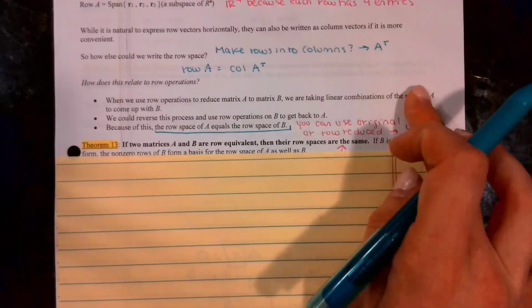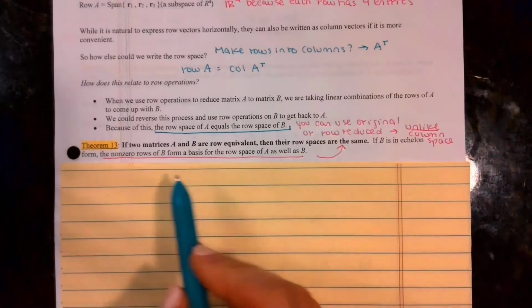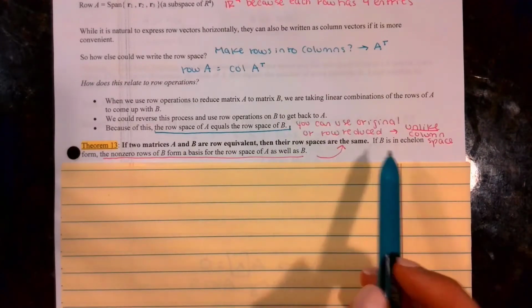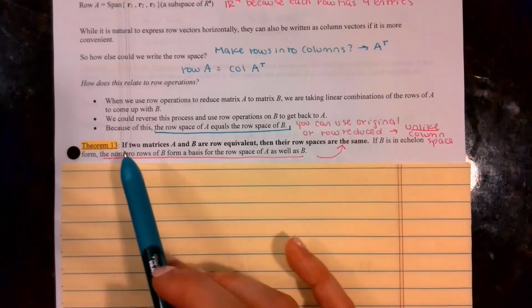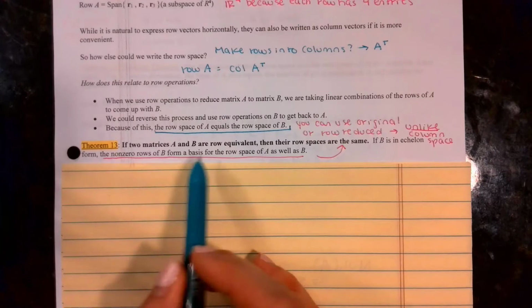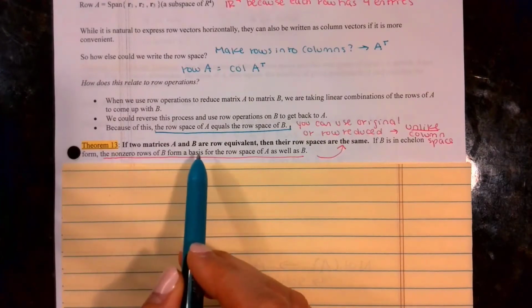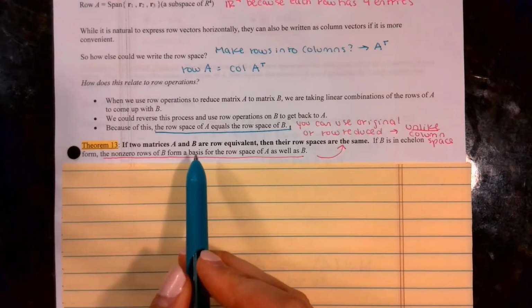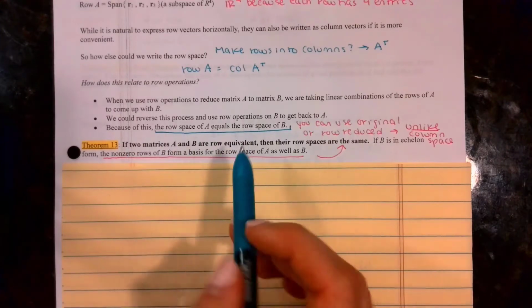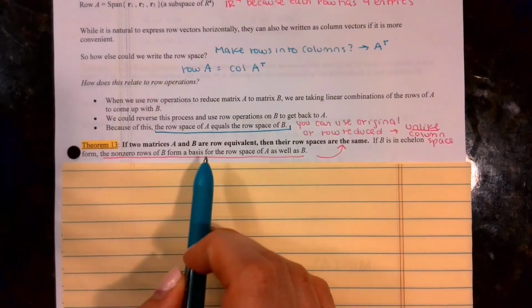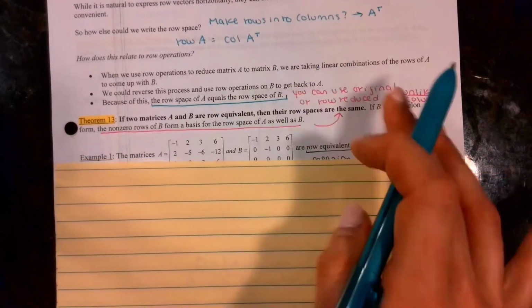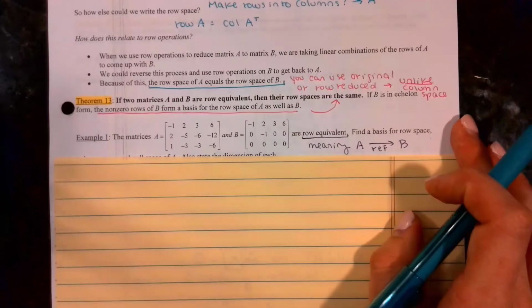Okay, all right. So here's what I said. If 2 matrices A and B are row equivalent, their row spaces are the same. If B is an echelon form, the non-zero rows of B, notice it has to be non-zero rows to form a basis, and that's because a basis has to be linearly independent. So if we had a row of zeros, that would be a dependent vector. Okay, so the non-zero rows of B form a basis for the row space of A as well as B. So here, let's take a look at an example.